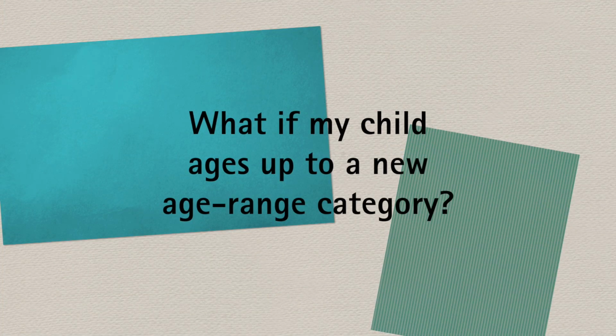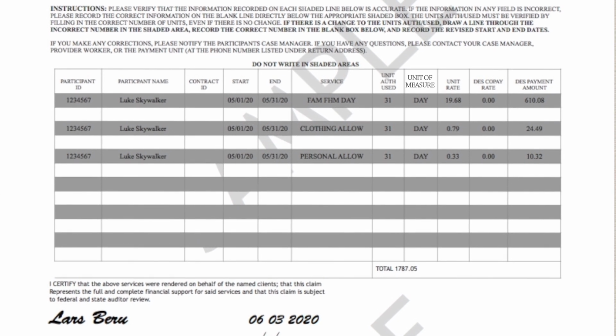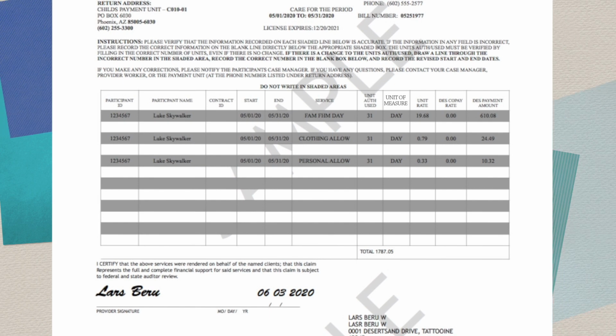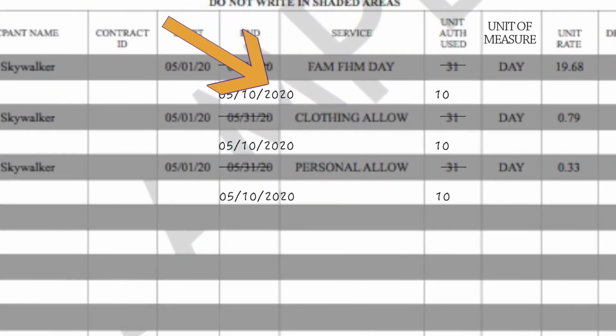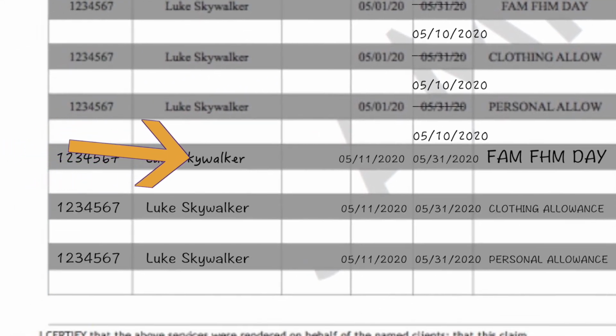What if my child ages up to a new age range category? Happy birthday! If your child has a birthday during the month that puts them into a new age range payment category, your form should also reflect that change. Your end date should be changed to the day before the child's birthday, and you will fill out another line with the child's information, and the start date will be the child's birthday.